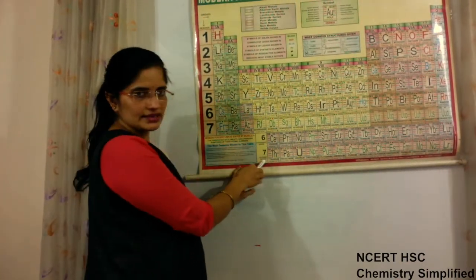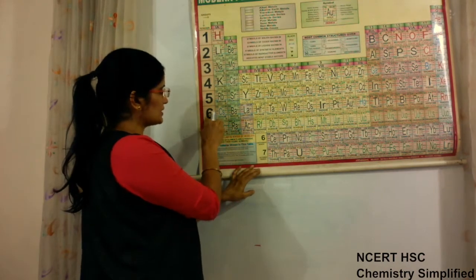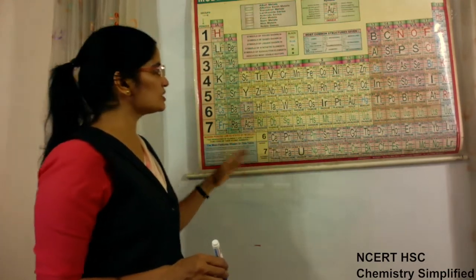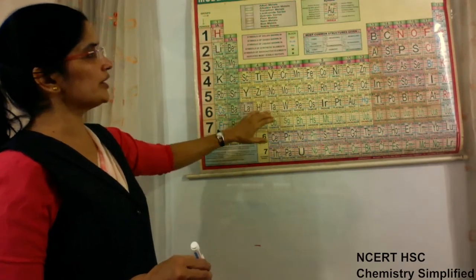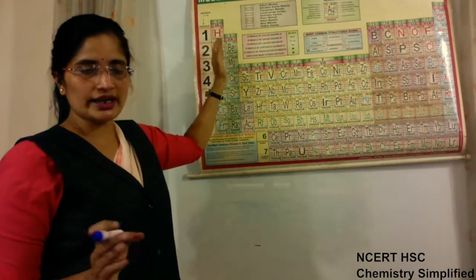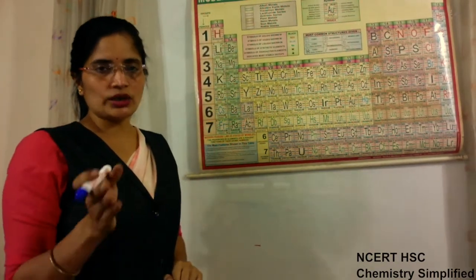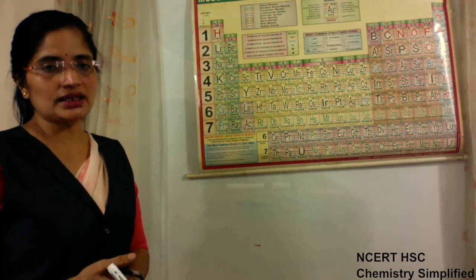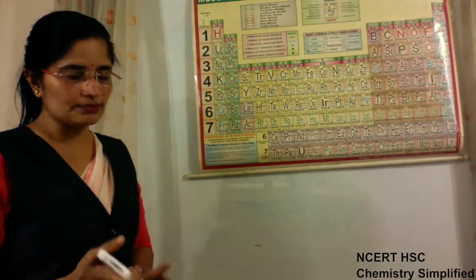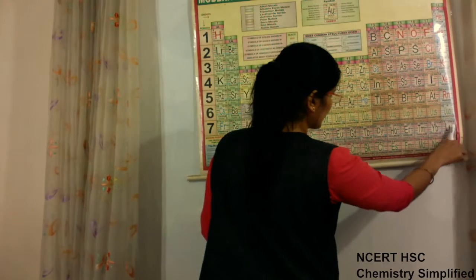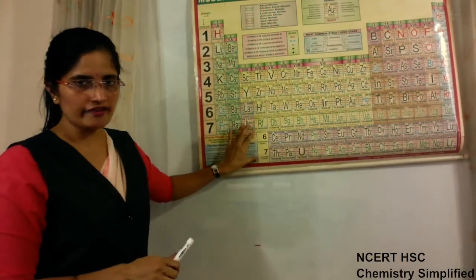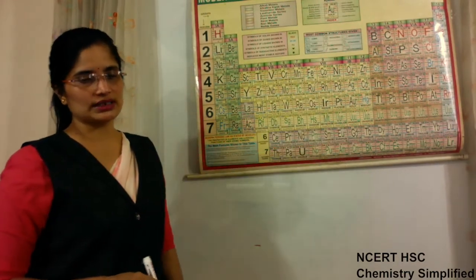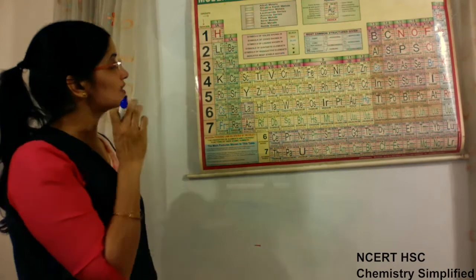These 6th and 7th rows written here are actually part of the 6th and 7th periods, but they have been placed separately because this periodic table is designed only to accommodate elements whose last electron enters the S, D or P subshell. If the electron is entering the F subshell, then we have to place it separately down. That is why this is the F block, and the F block is placed separately apart from the main periodic table. So this is the main frame.